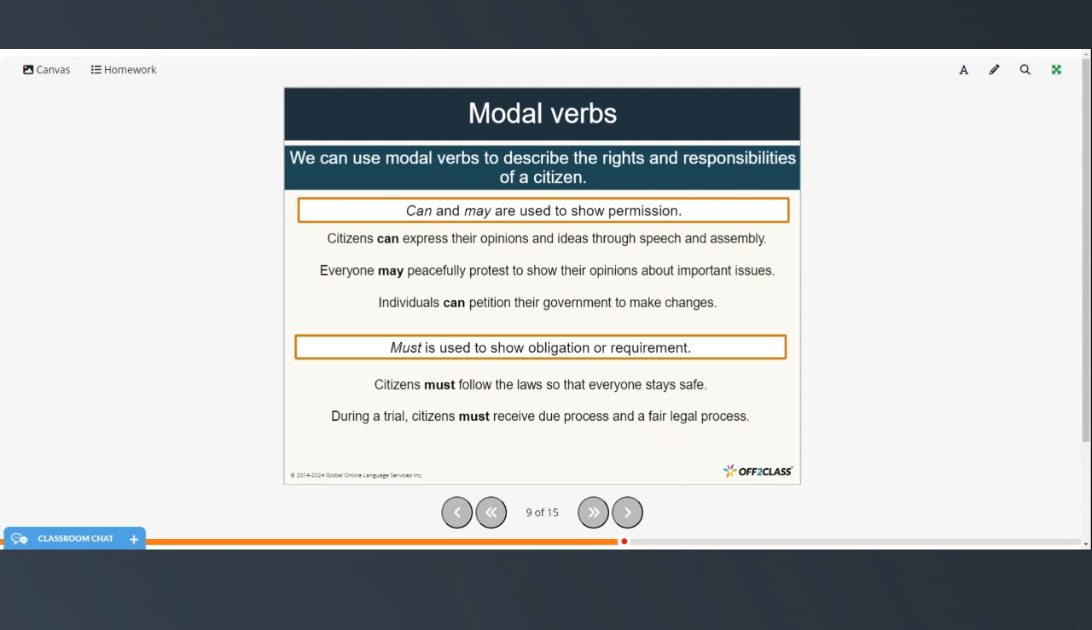Must is used to show obligation or requirement. Citizens must follow the laws so that everyone stays safe. During a trial, citizens must receive due process and a fair legal process.